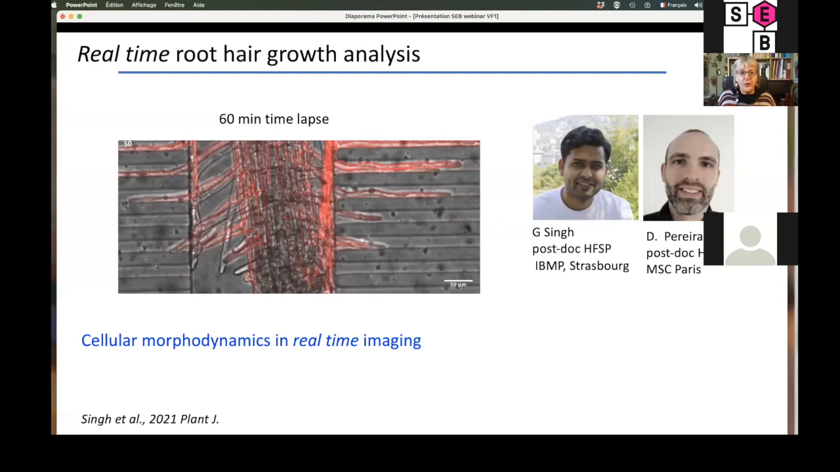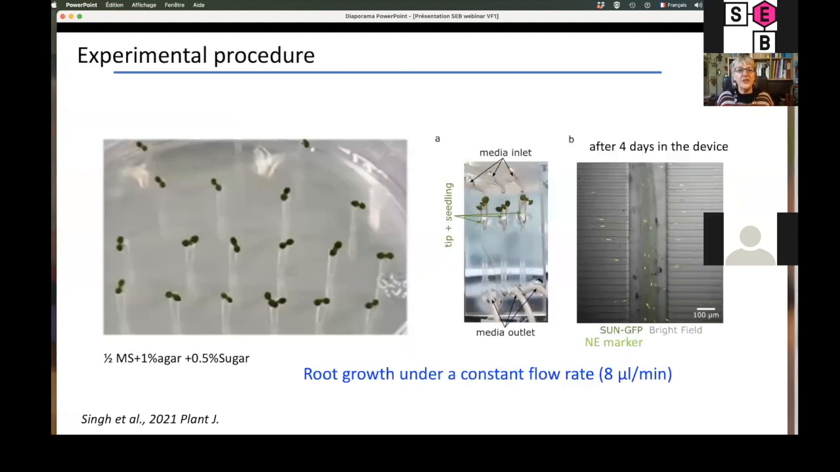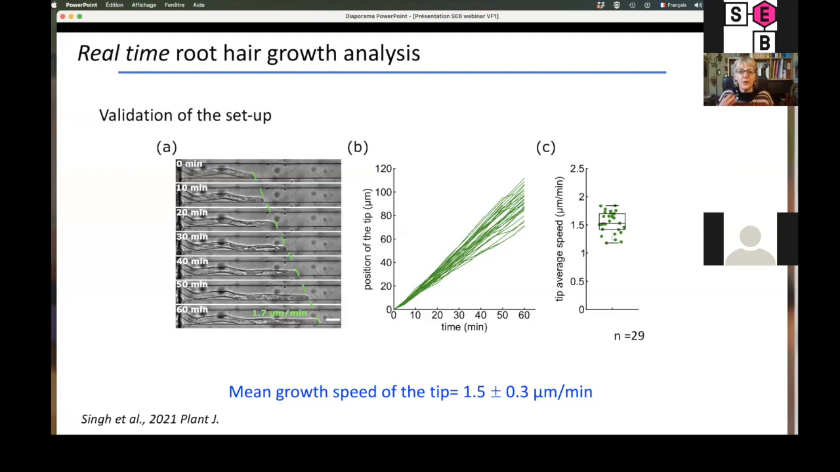So first, what we were interested in was to see if our device was suitable to perform analysis, and if we can reproduce the data that was already published with more conventional approaches using phytogel to allow root hair growth. In this movie, we can see a 60-minute time lapse, and we can evaluate the speed of the root hair, which is around 1.5 micrometers per minute, which is really in agreement with the published data from Dolan. And you can see that it's quite homogeneous for the position of the tip during the time lapse, and here we have the tip average speed.